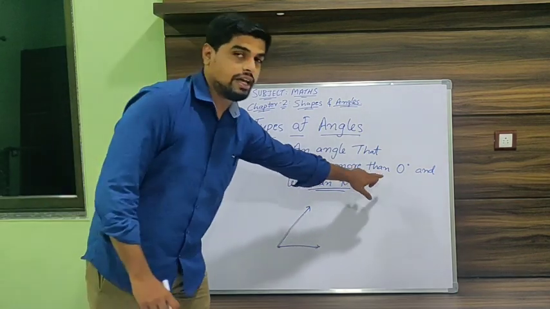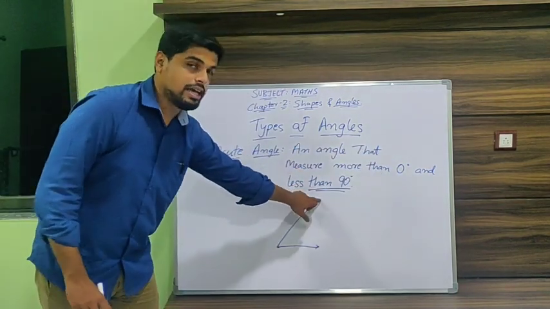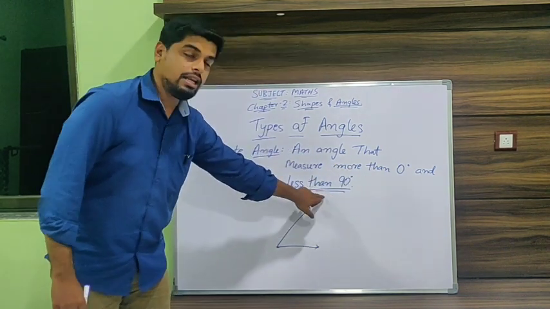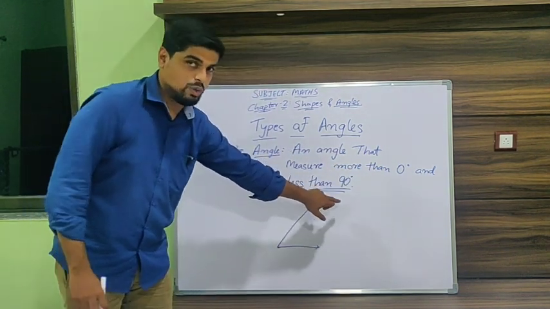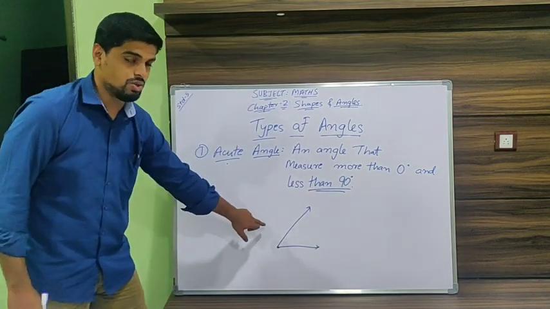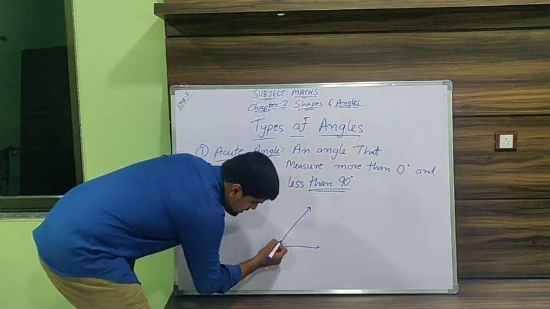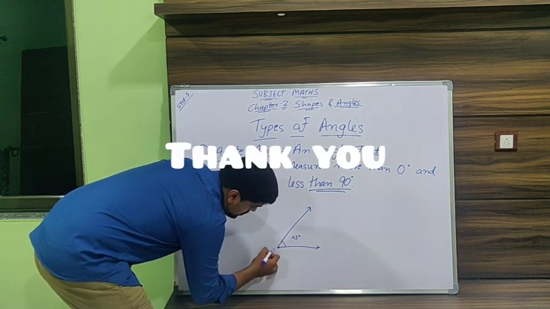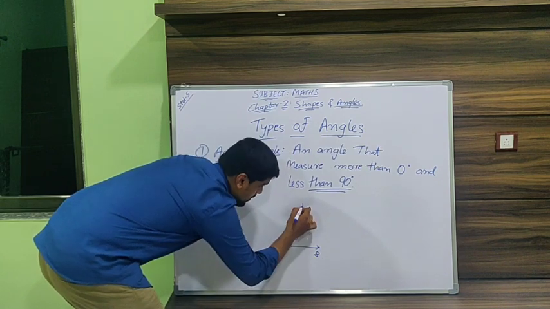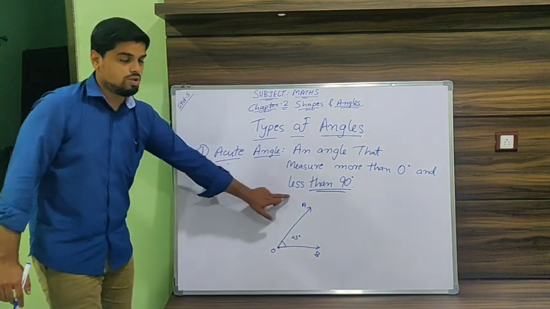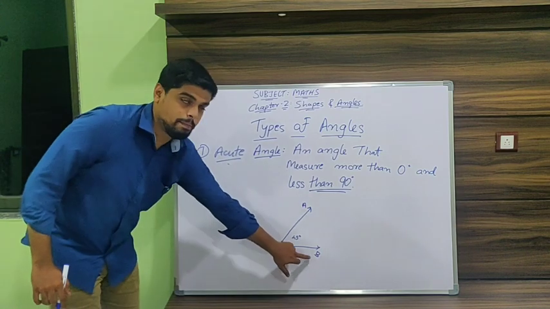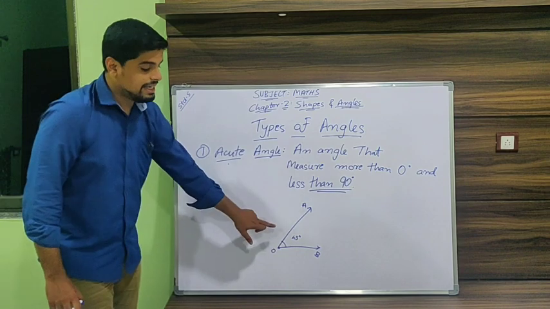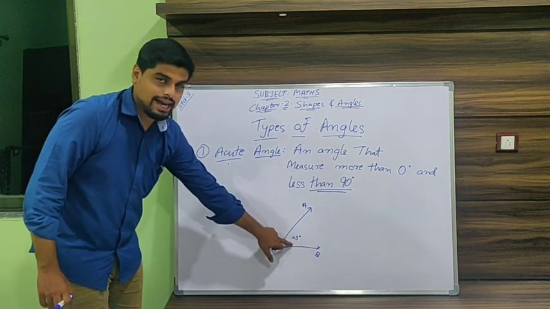An angle which is greater than 0 degrees but less than 90 degrees. Again, more than 0 degrees but less than 90 degrees. The angle which is less than 90 degrees is known as an acute angle. Let's say this angle is 45 degrees, with rays OB and OA. So the angle AOB is an acute angle.